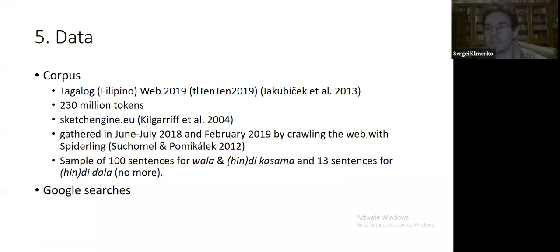It's just 13 sentences for the last one because those are the only caritive constructions with dala that I found in the corpus. So I used this sample to look at tendencies and what properties are more frequent within each of the types of constructions.